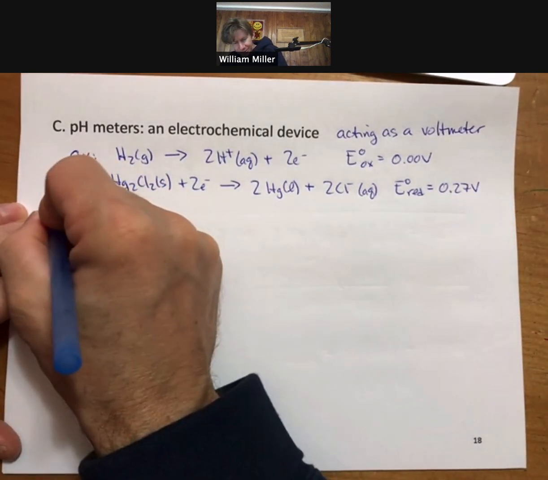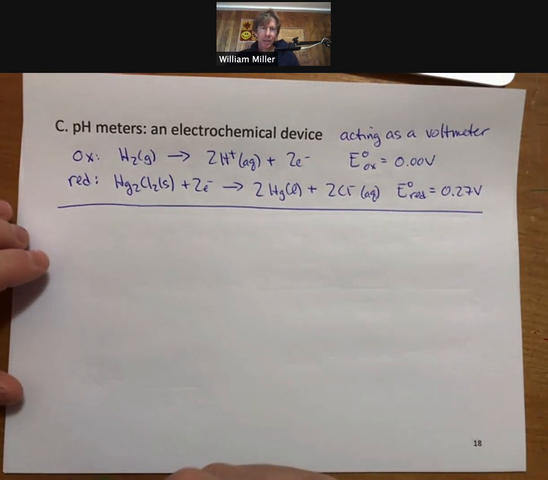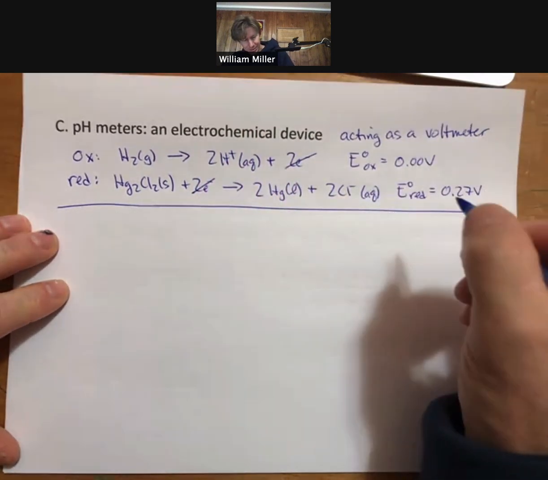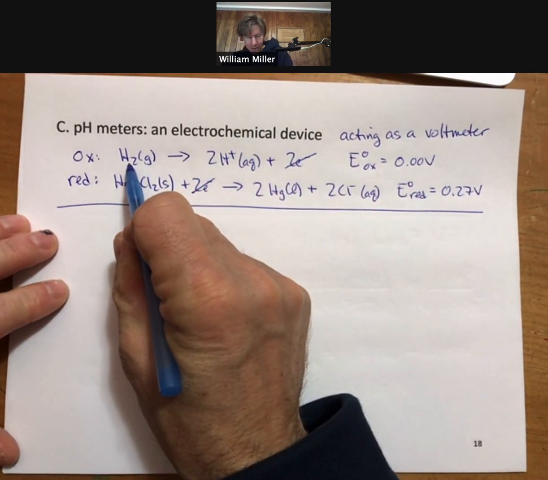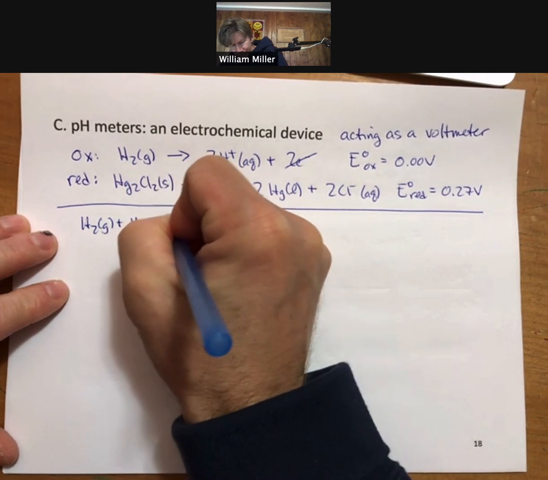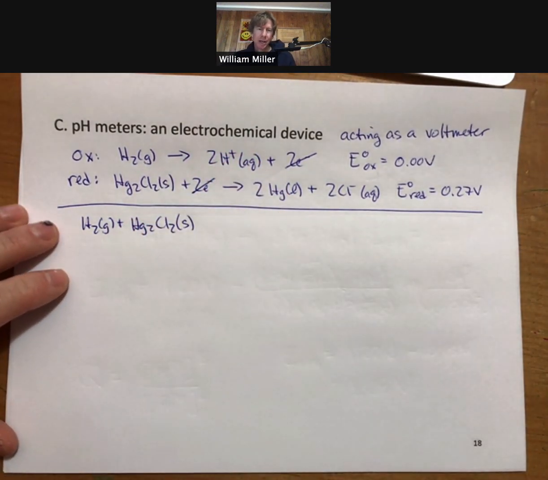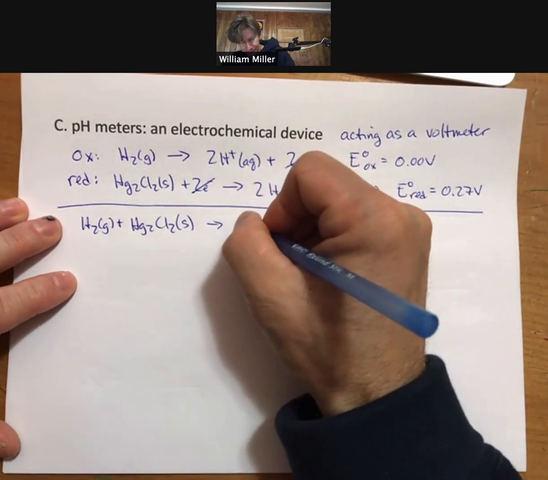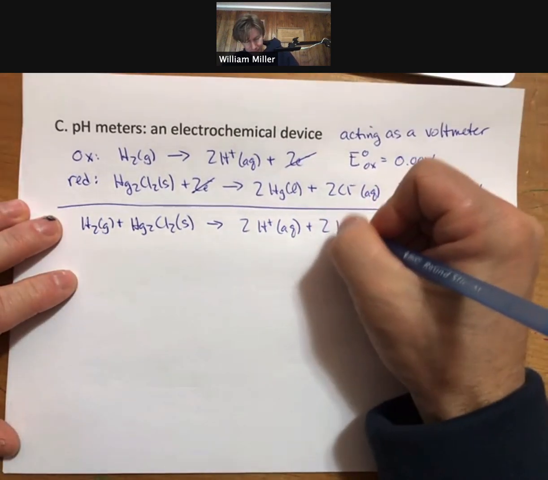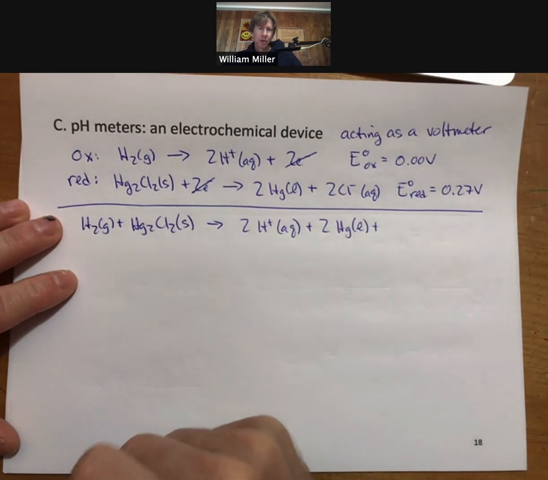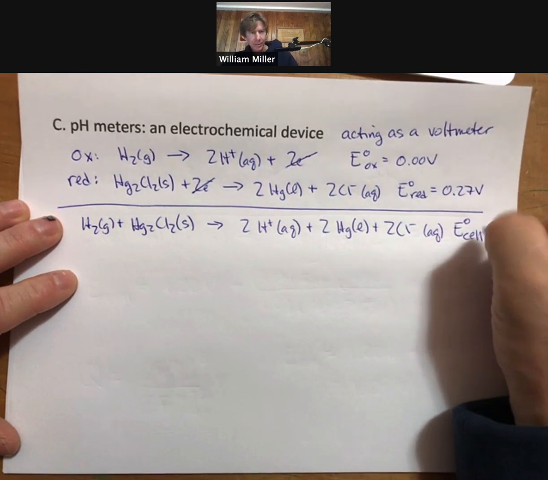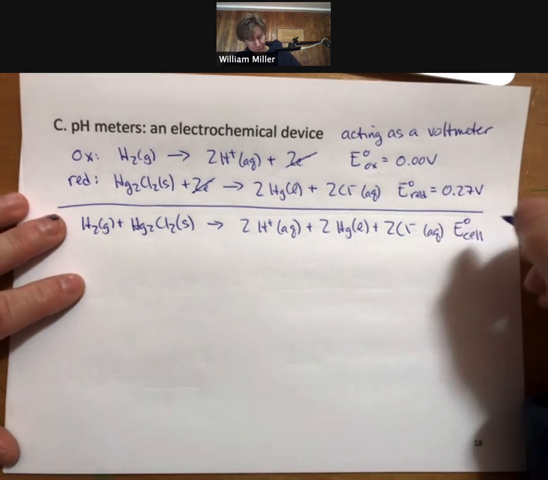Both of these involve 2 electrons, so we can straight add them, and of course then just add their potentials. Crossing out our electrons, we get hydrogen plus mercury(I) chloride goes to hydrogen ions, 2 of them, plus 2 mercury liquids, plus 2 chloride ions, with a standard cell potential of 0.27 volts.